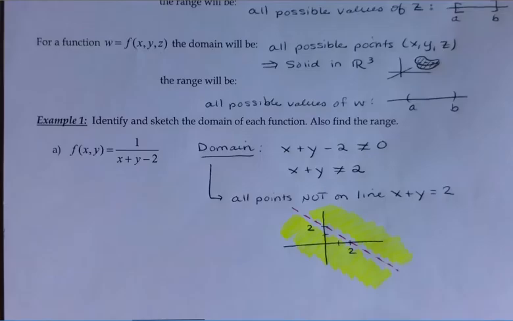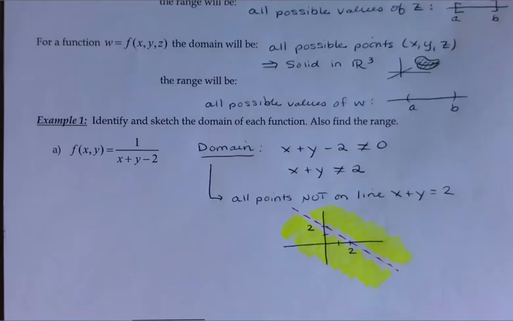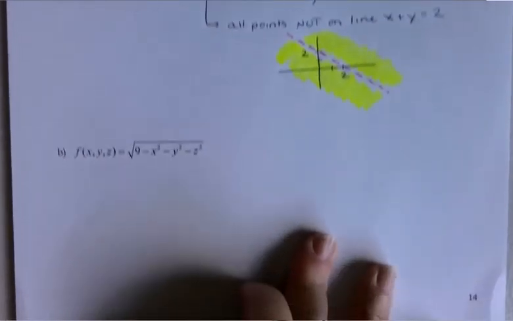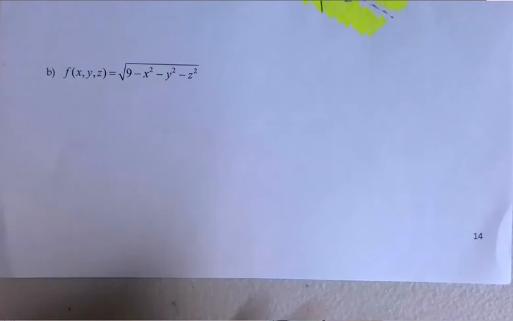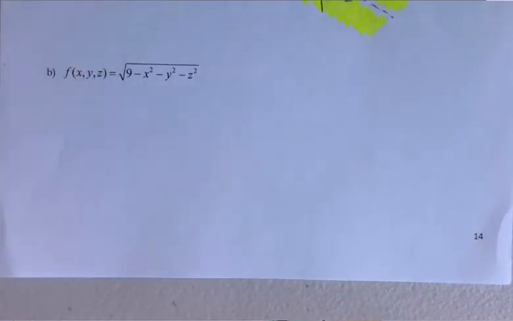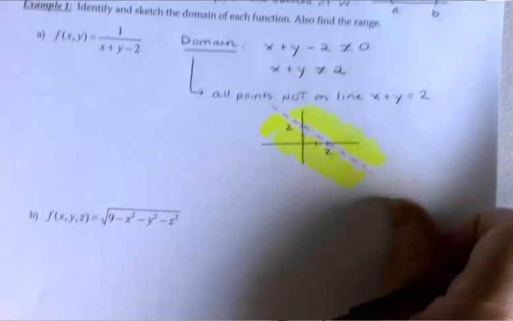All right, let's go back to pencil and paper here for a few minutes, and let's look at another one. There we go. All right, part B is a function of 3 variables. So the output is the square root of 9. Oh, excuse me, I forgot to do the range on this one. Let's go back and do that.